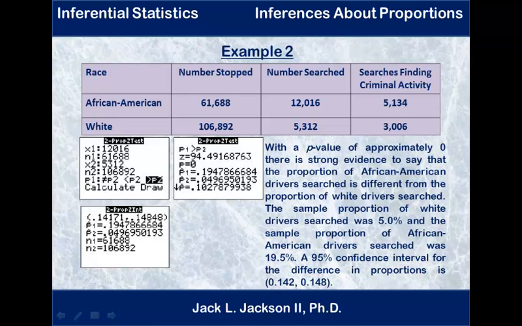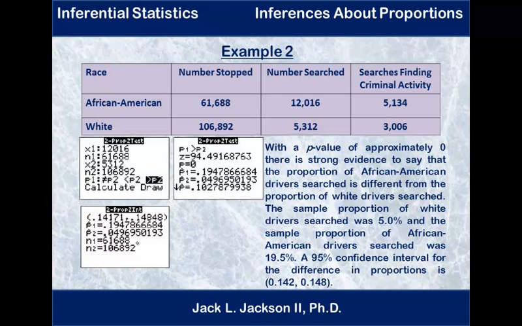Hit calculate, and you get this here, and it tells us our 2 sample proportions, our 2 sample sizes, and then the confidence interval. And so a 95% confidence interval for the difference in proportions is between 14.2% and 14.8%. So much higher rate for African Americans. There's definitely some evidence that some racial profiling is going on here, in terms of once they have a driver stopped, the proportion of African Americans that gets searched is much higher than the proportion of whites that get searched.